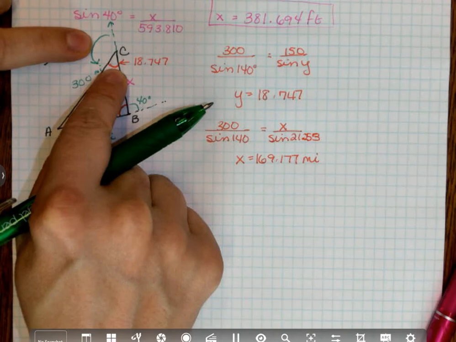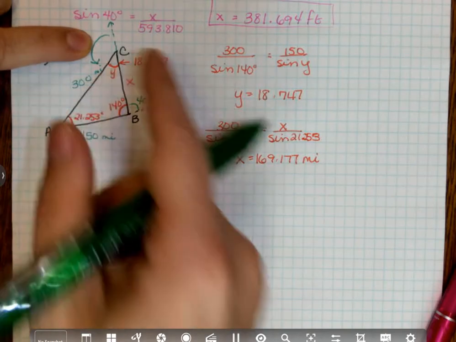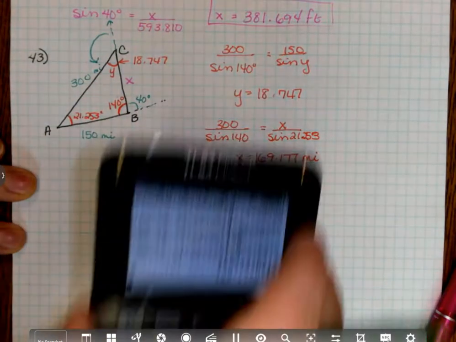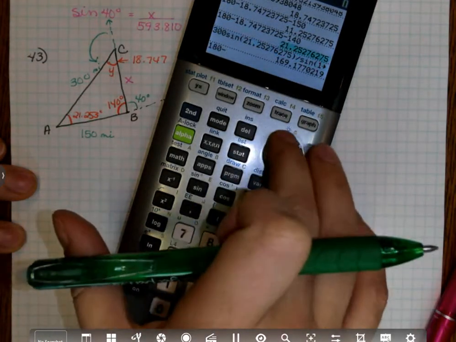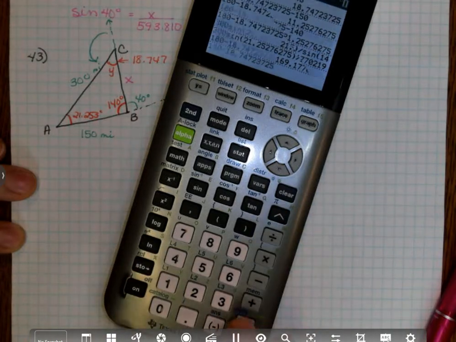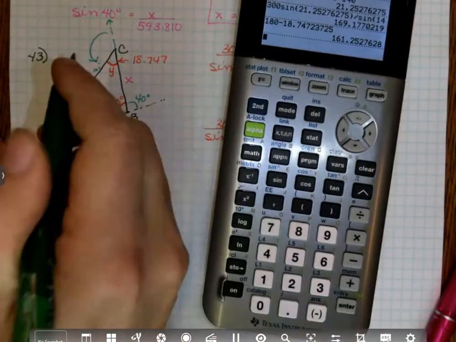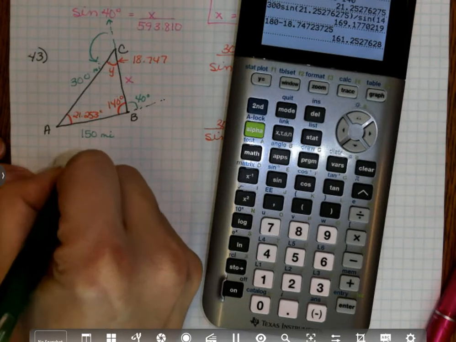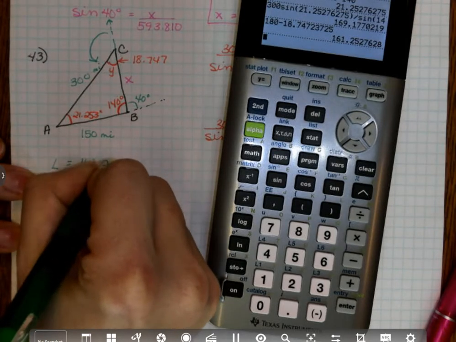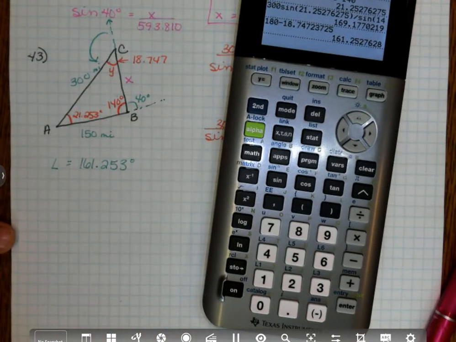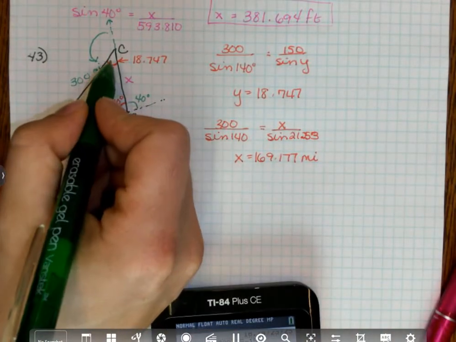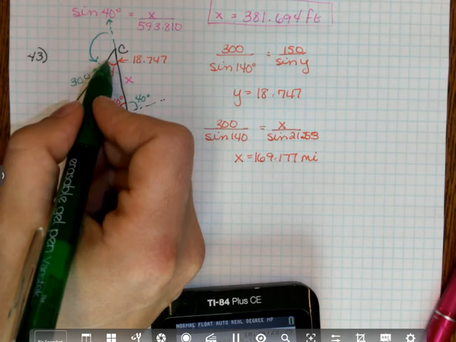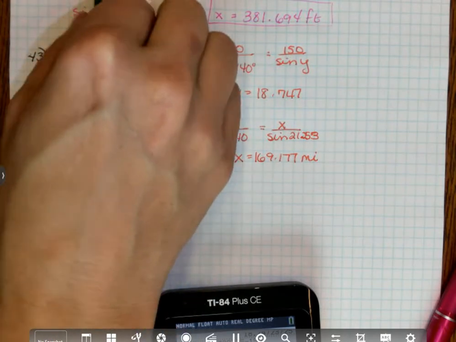What do I do to find that angle? Subtract it from 180. And that's it. So I still have that number up in here, so I'm going to go to 180 minus, there it is. And so I get the angle that we have to travel through is going to be 161.253 degrees. Because you're talking about what direction does the airplane have to turn? My airplane is going this way, and then he has to turn this way.